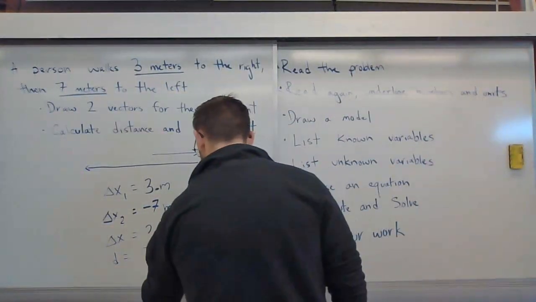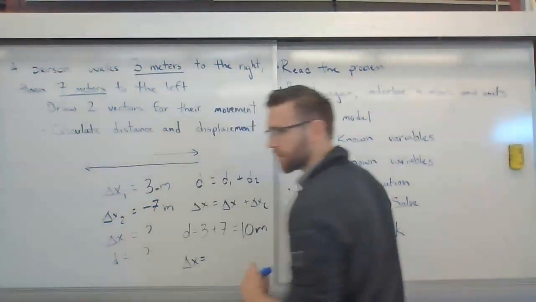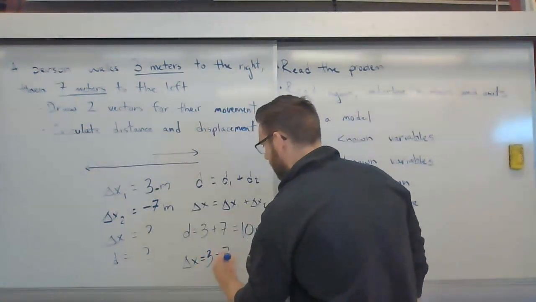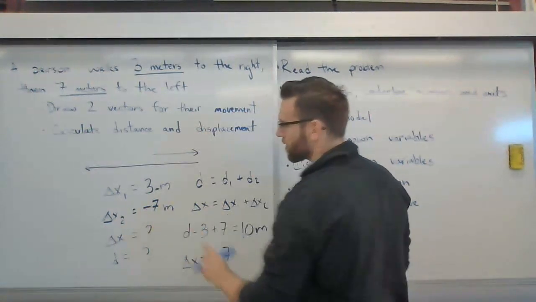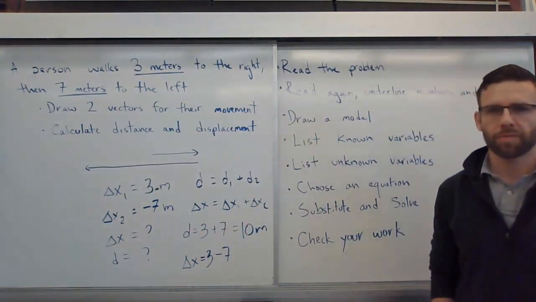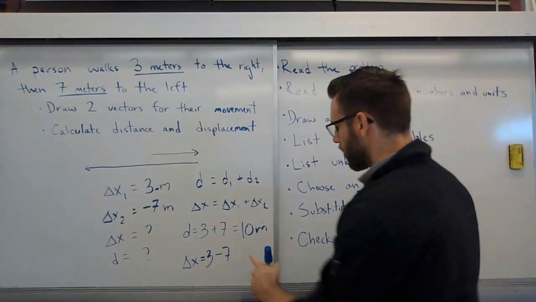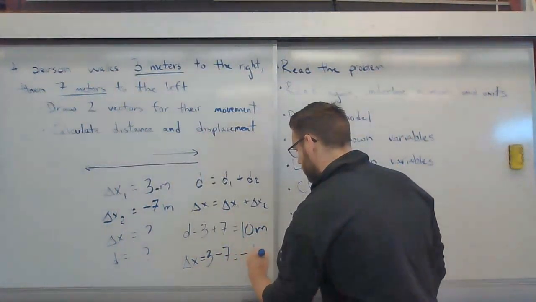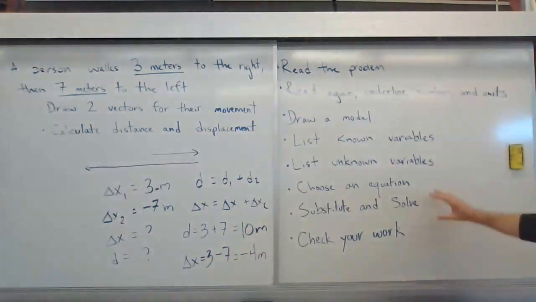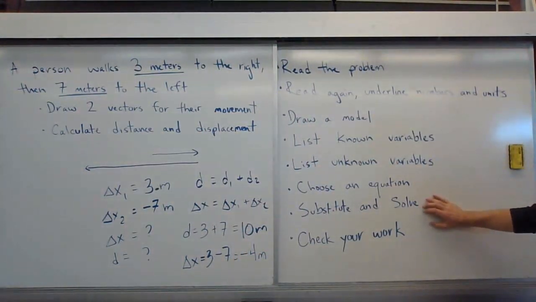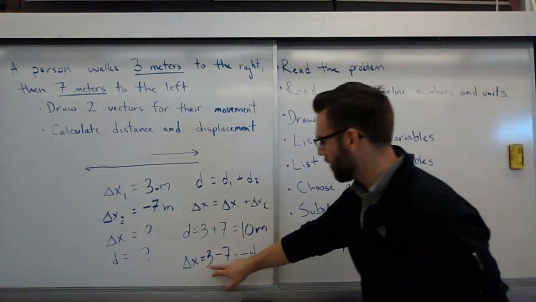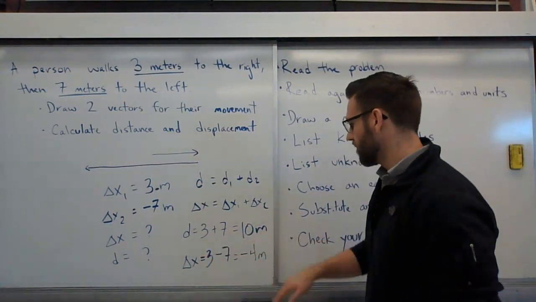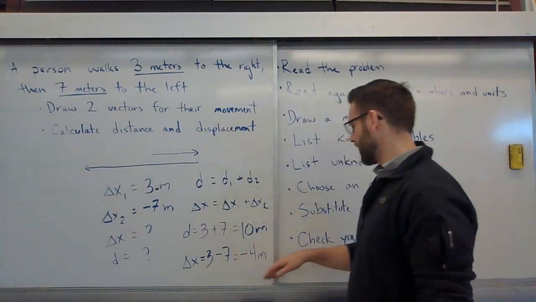Delta x is going to be very similar, except I'm going to do 3 minus 7, because that minus is only important for displacement. Displacement keeps track of directions. So 3 minus 7 is -4. Okay. So I chose my equation, I substituted and solved. I put in the numbers that I was given, and now I have my final answer. I have distance is 10 meters, but displacement is -4 meters.